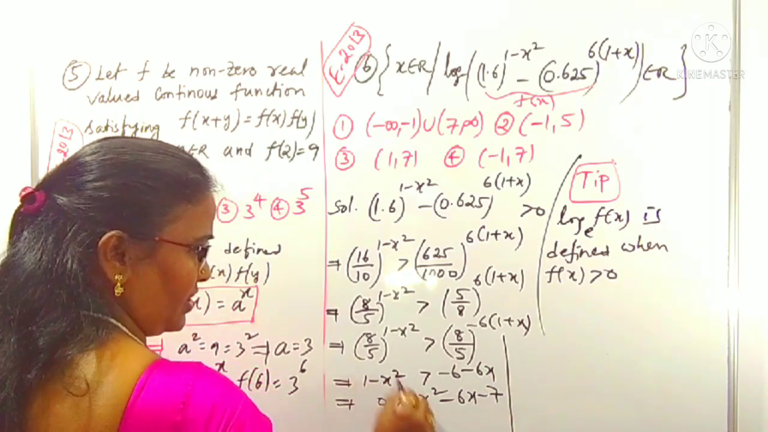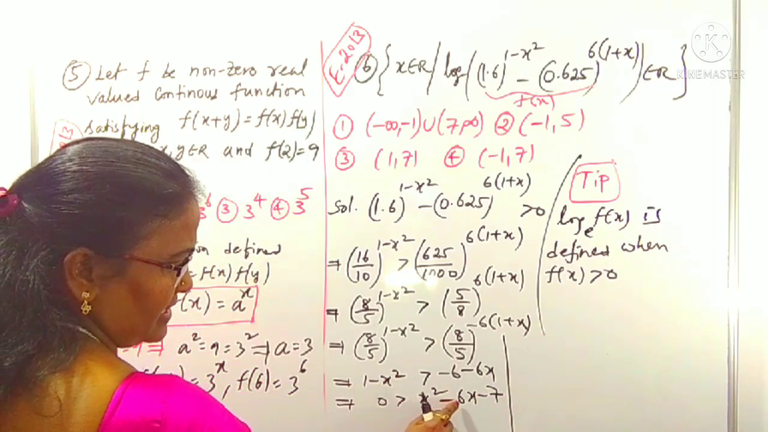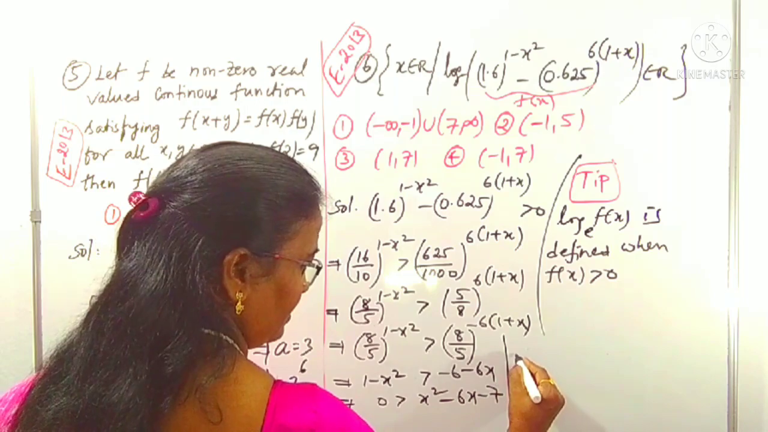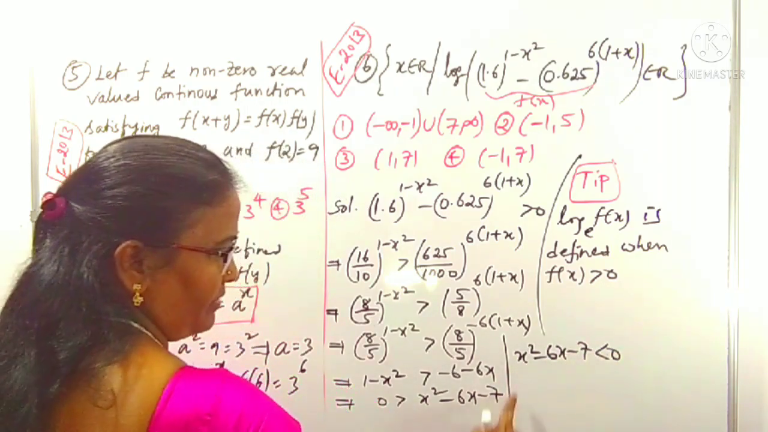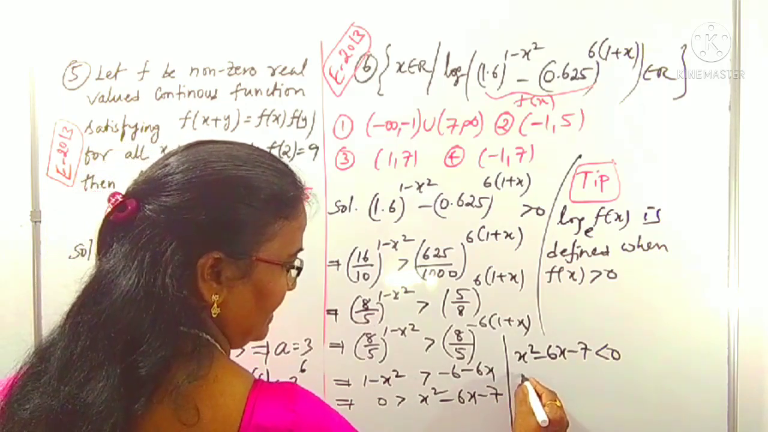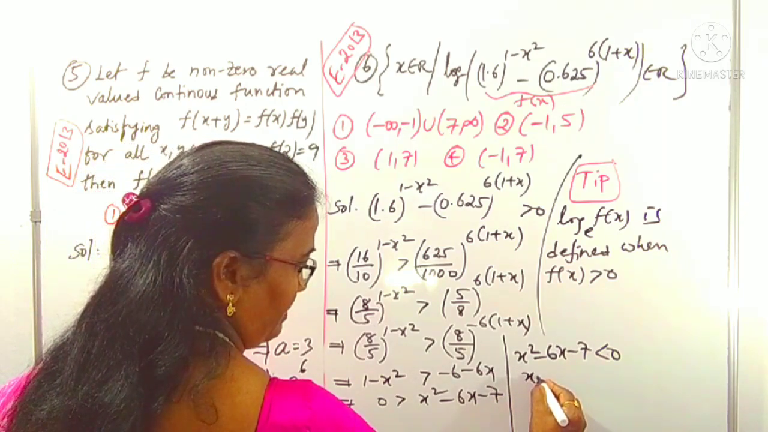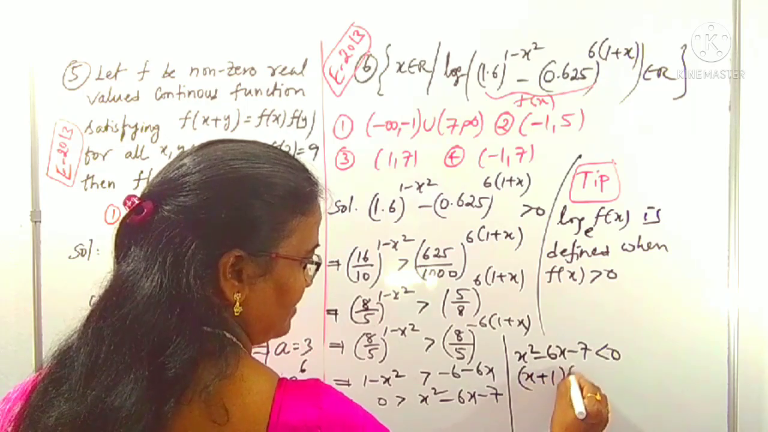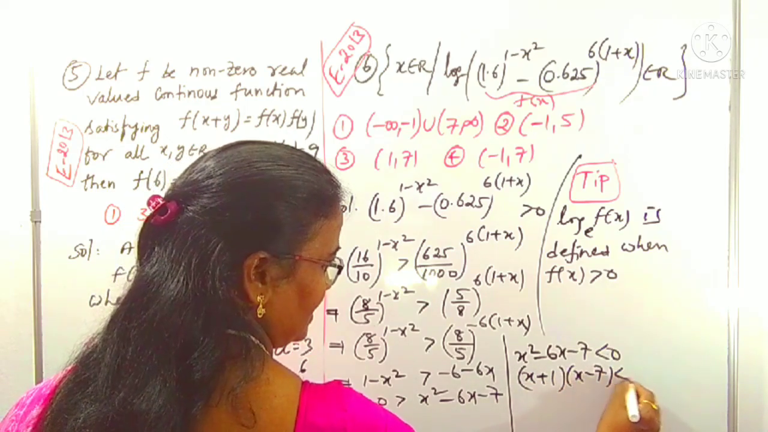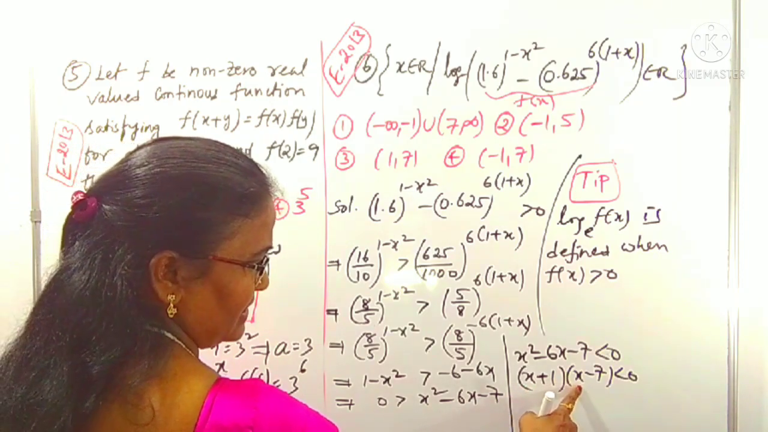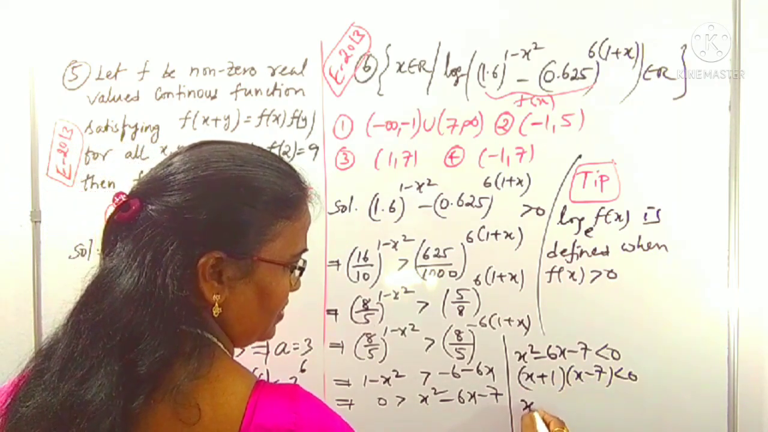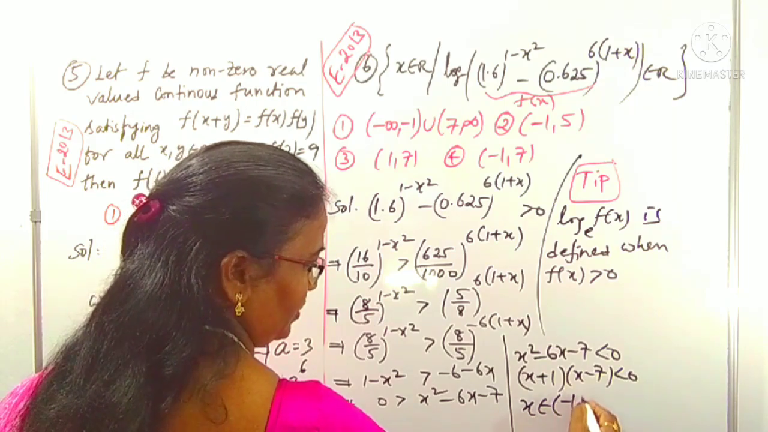So in reverse order, 0 is greater than x square minus 6x minus 7 means x square minus 6x minus 7 is less than 0. We can find its factors. We can get x plus 1 into x minus 7 as the factors. Try to split the factors. x plus 1 into x minus 7 is less than 0 means x belongs to open interval minus 1 to 7.